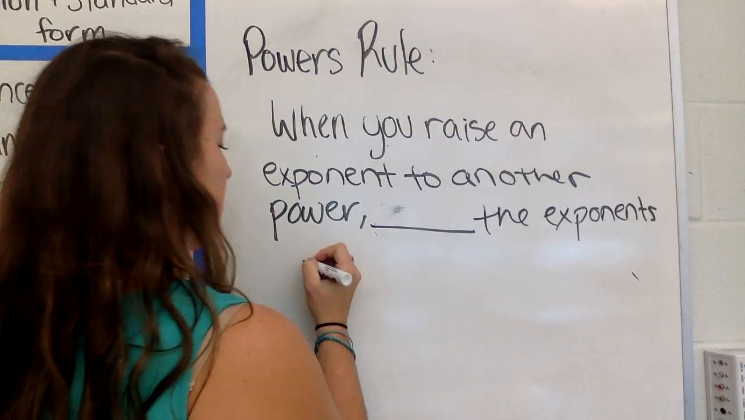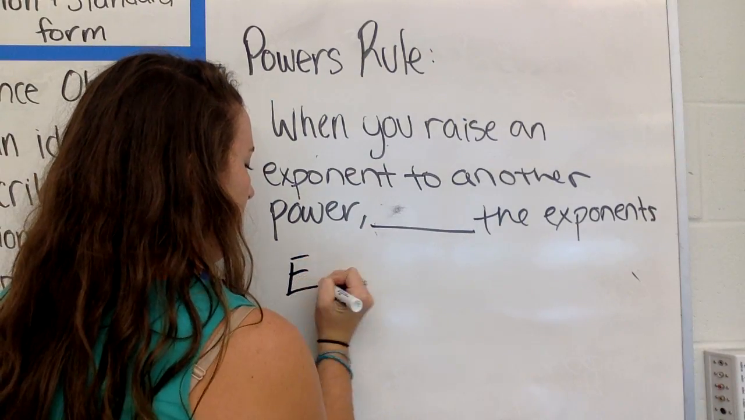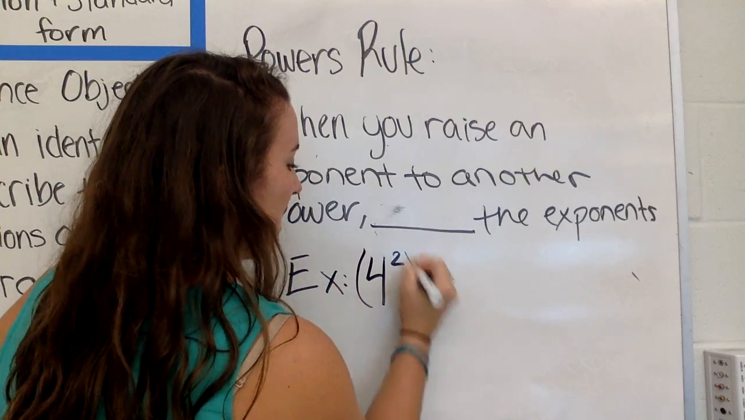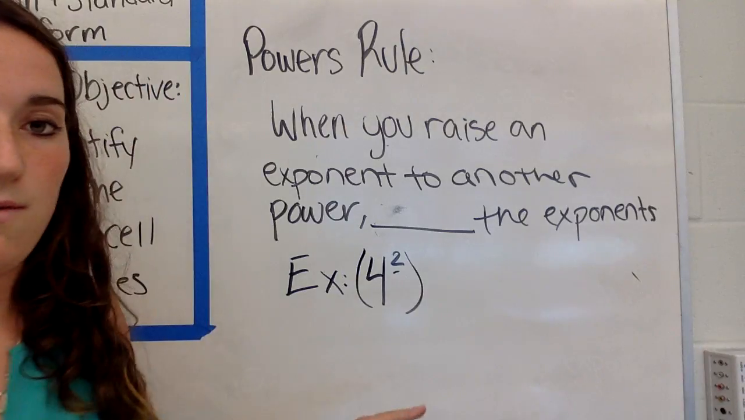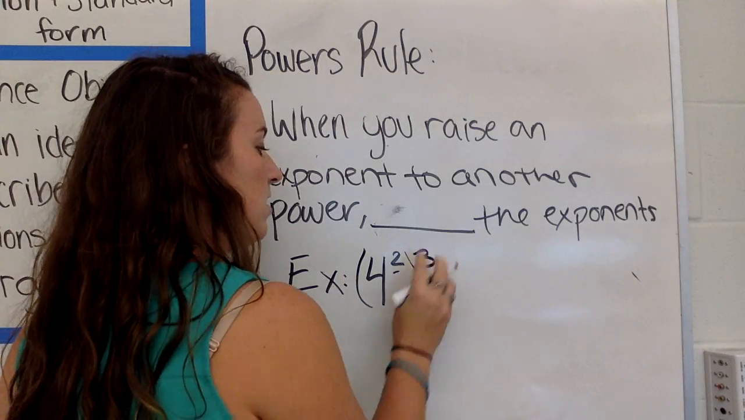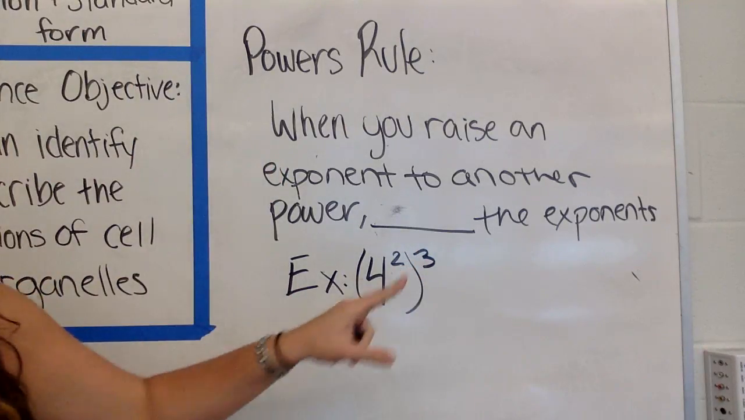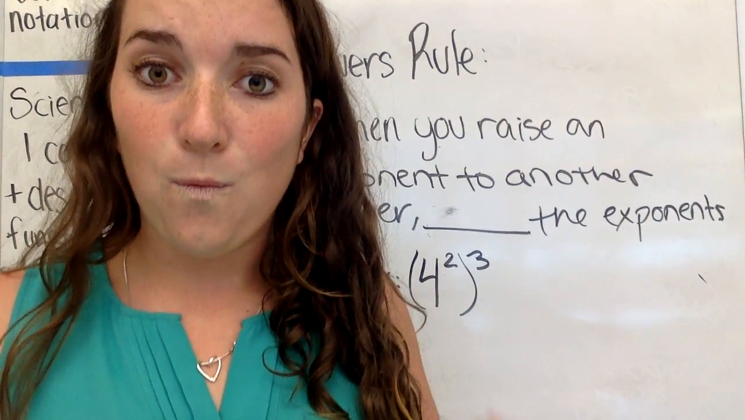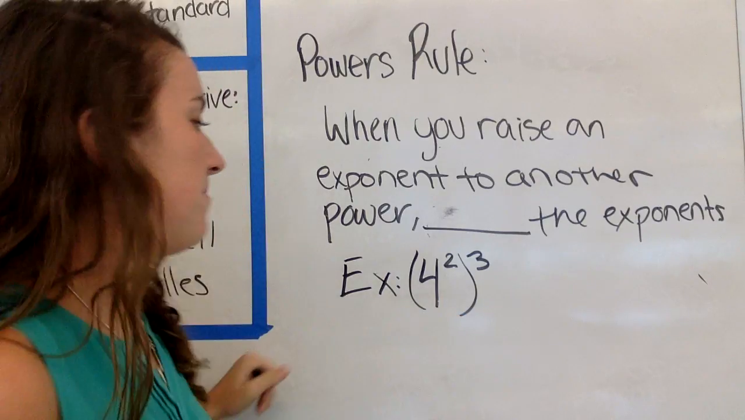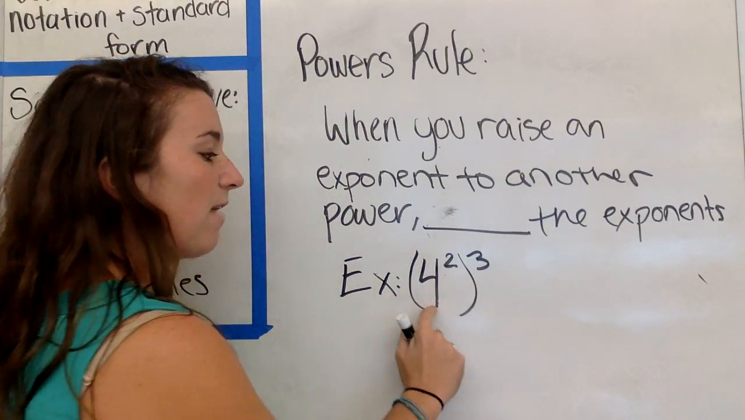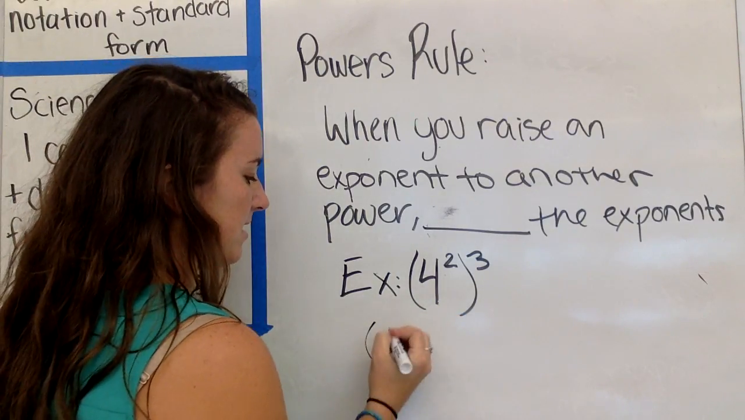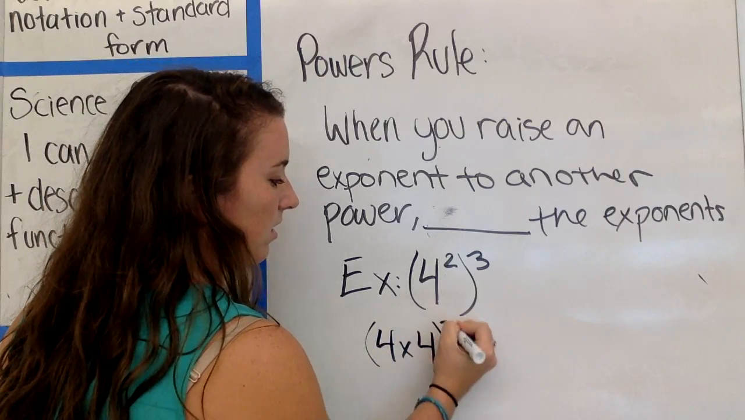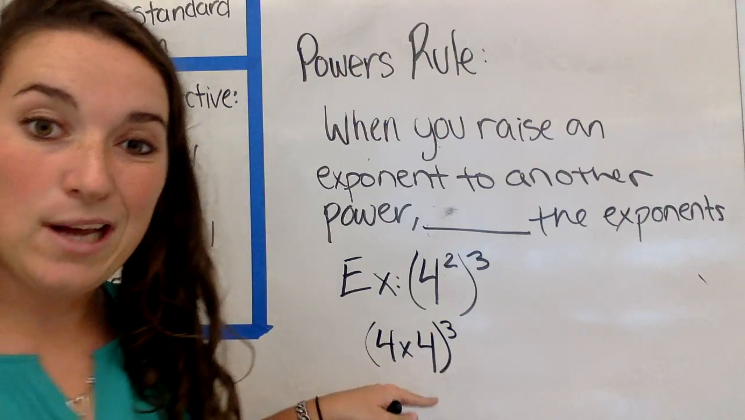So let's look at the first example. In the first example, we have 4 squared, so we have an exponent, the 2 next to the 4, raised to the third power. So you have an exponent being raised to another power. In order to figure out what I need to do in this problem, I'm going to expand it. So I'm going to follow order of operations and expand inside my parentheses. So I have 4 times 4. But I still have that cubed.